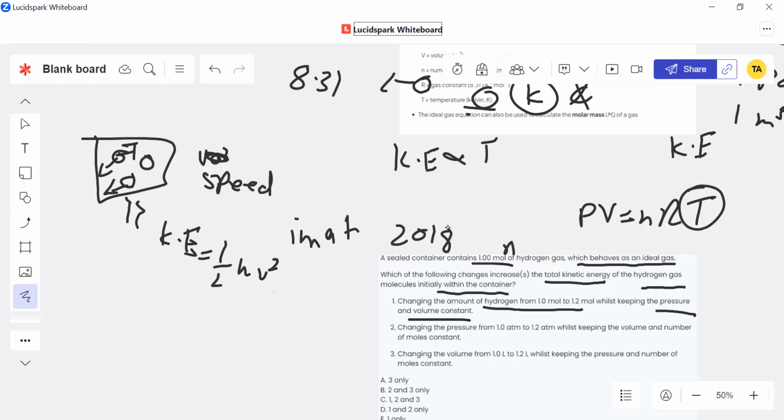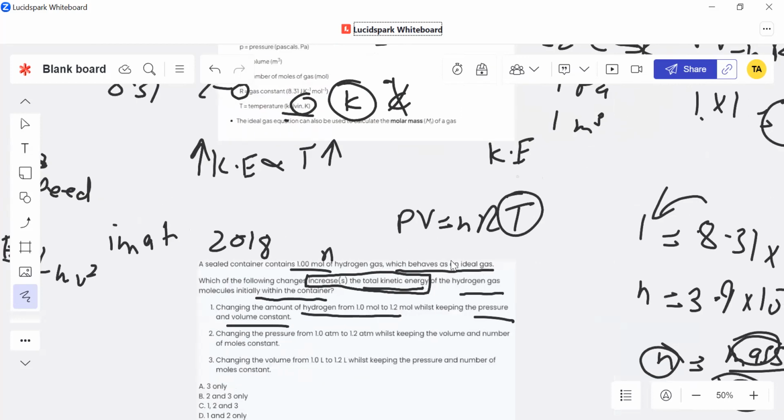If I increase kinetic energy, my velocity increases. If I increase my velocity, my kinetic energy increases. So the point is, kinetic energy is directly proportional to temperature. So what do I want in this question? They're asking which of the following changes increase the total kinetic energy? So I want to increase my kinetic energy. For that, I would want to increase the temperature in this equation, right? Because if I increase the temperature, my kinetic energy increases. So in PV equals nRT, what would increase the temperature?